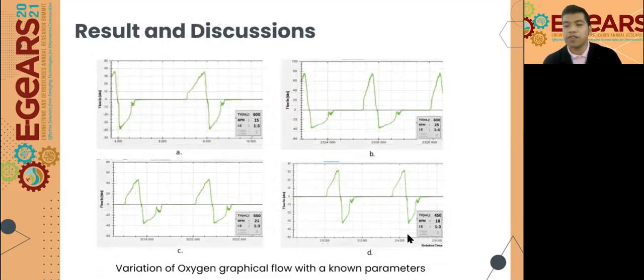This figure shows the variation of oxygen graphical flow from 4 out of the 30 experiments we conducted. They have different maximum readings of flow because of different sets of parameters that we can see on the lower right side of the figure.